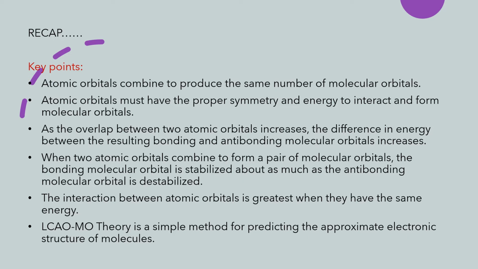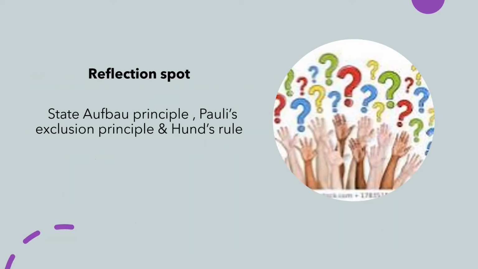Interaction between atomic orbitals is greatest when they have the same energy, and the LCAO method is the simplest method for predicting the approximate electronic structure of molecules. We have also discussed bond order, stability and bond length in the previous sessions. So let us pause the video for 2 seconds and just remember what is the Aufbau principle, Pauli's exclusion principle and Hund's rule.